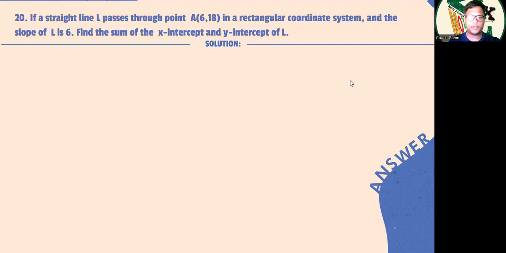Number 12. If a straight line L passes through point A, 6, 18, in a rectangular coordinate system, and the slope of L is 6, find the sum of the x-intercept and y-intercept.